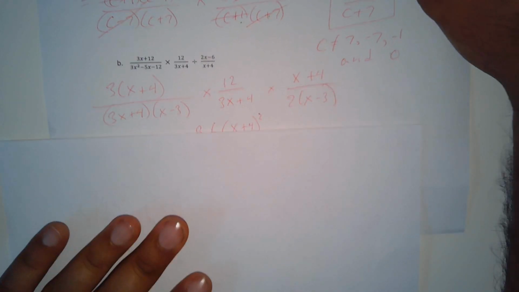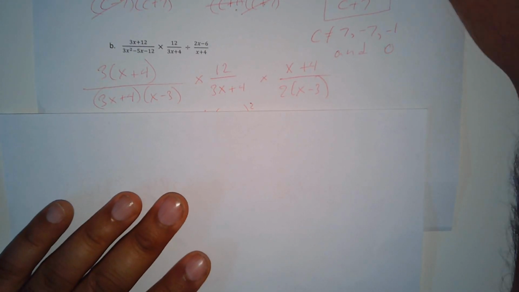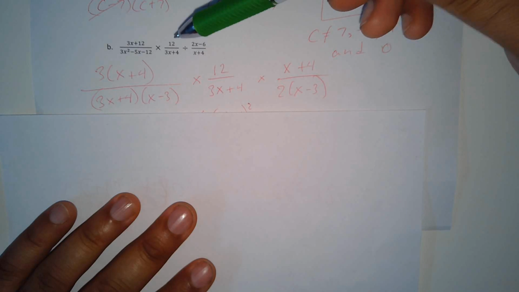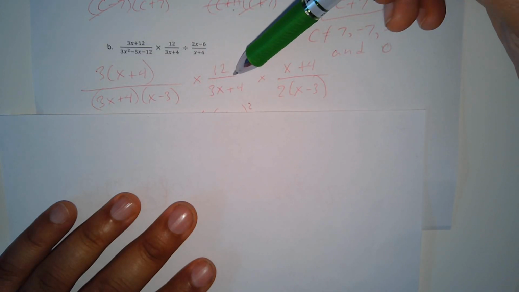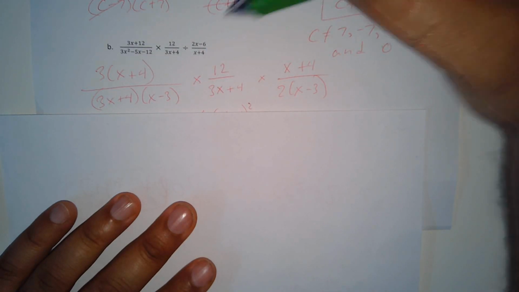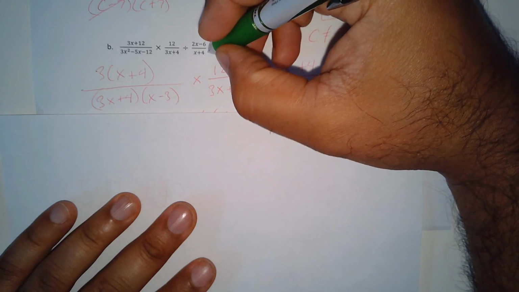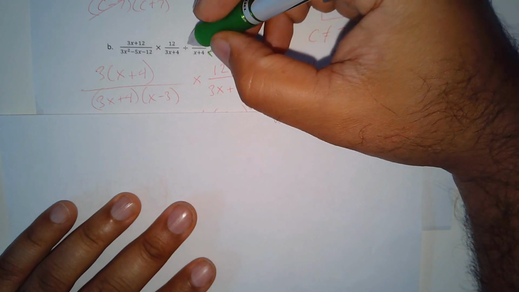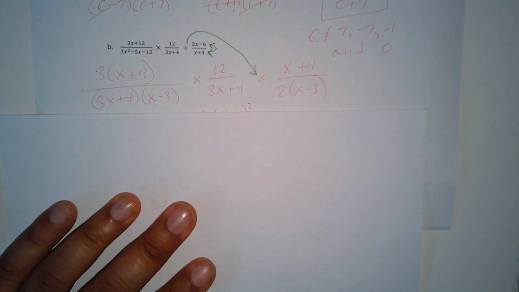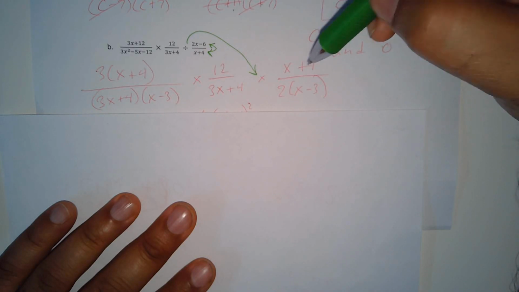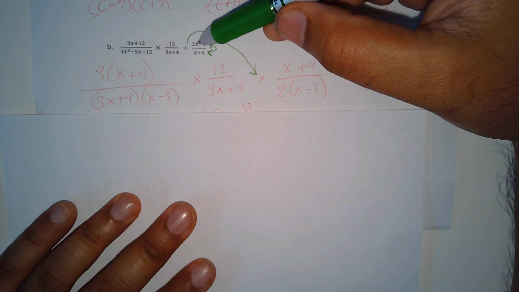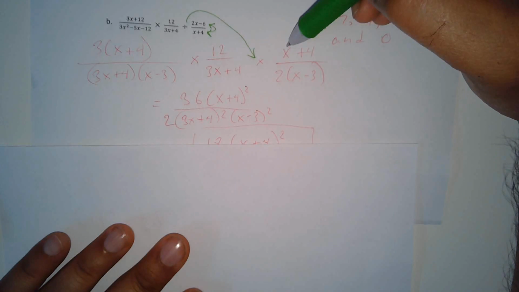Okay, and then the last one here. So, I mean, this is a little bit of a tougher question. So again, you can factor everything out. This one gets flipped over, and then it gets changed to a multiplication. Okay, so we got x plus 4, and then this 2x minus 6 becomes 2x minus 3.